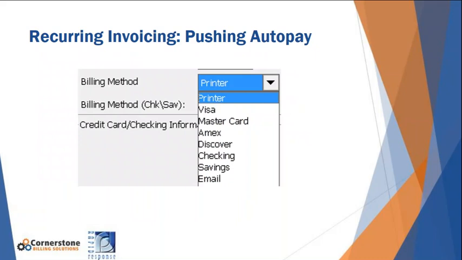In setting up a recurring account, you can see here, this is a drop down on our recurring screen, and of the several payment methods available, basically all but the first one and the last one are auto pay methods. So it's credit cards, checking, savings, debits, auto pay. Otherwise, if it's not auto pay, it's going to be paper bill or email bill. Very easy.